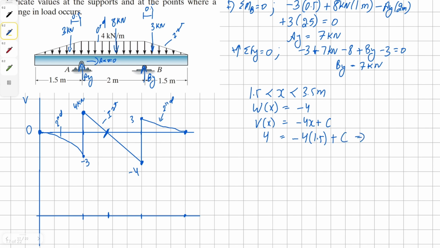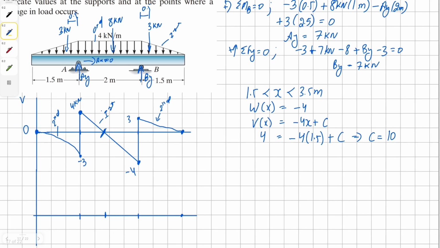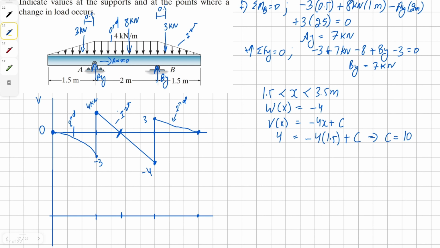And the constant is unknown. So solving for the constant, we get our solution as 10. Now we can use our newly found equation to find our solution where the intersection happens. So when shear is 0, and that's the reason for 1.5 and 3.5, we have -4x plus 10.